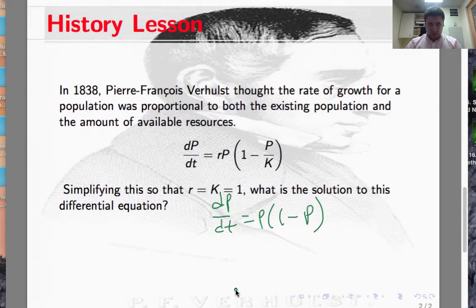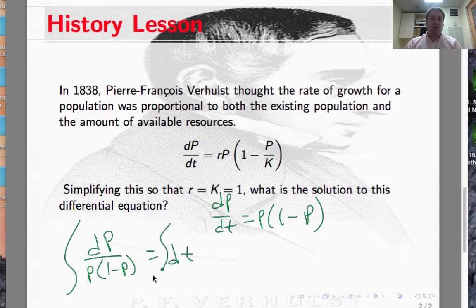Well, this looks like a pretty good separable equation. So I could divide both sides by P times 1 minus P and multiply both sides by dt to separate my variables, and integrate both sides. The left-hand side is going to be pretty challenging. Is there a tool that we just recently learned how to deal with something like this? Yes, partial fractions. Use partial fractions on that side. And then on the right-hand side, the antiderivative of dt is just t. So the right-hand side is going to be easy.